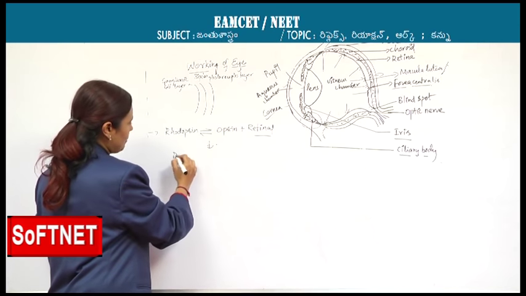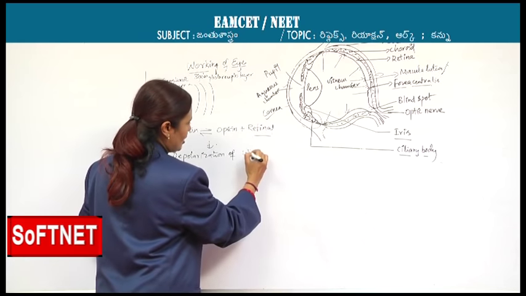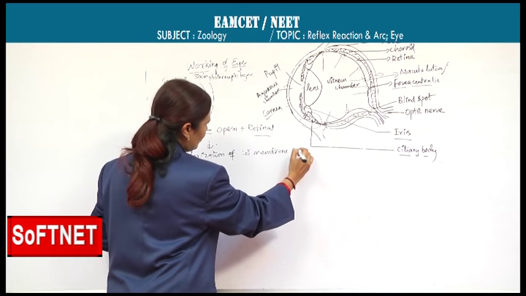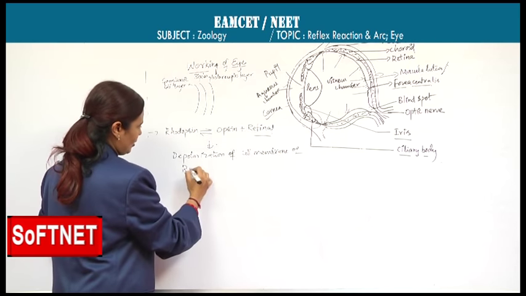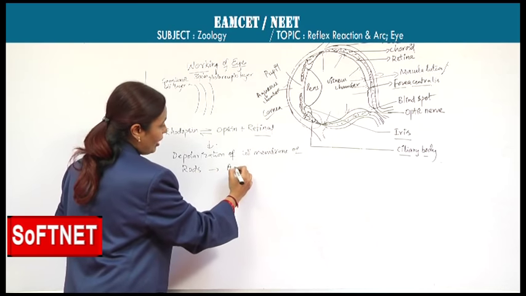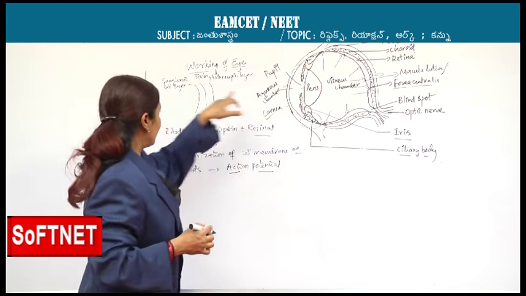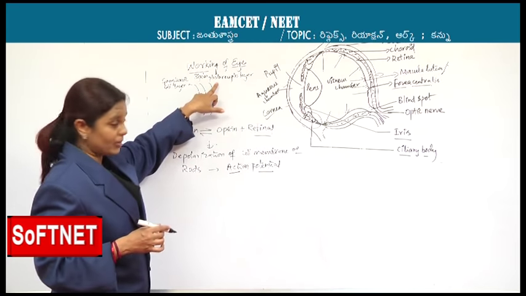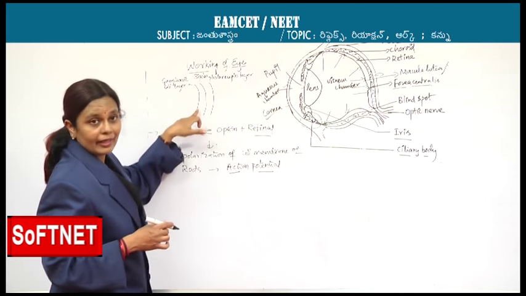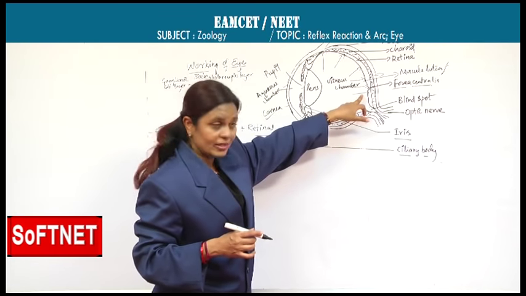Now, this dissociation of retinal from opsin causes depolarization of the cell membrane of the rods. Now, this depolarization leads to generation of action potential. This action potential, which is developed in the photoreceptor layer, will come back to the bipolar layer, then from there to the ganglionic cell layer.